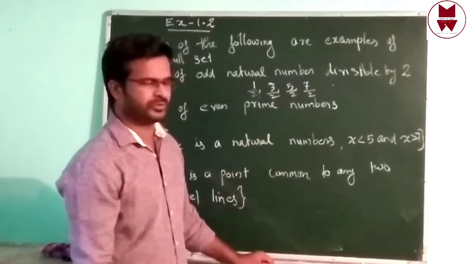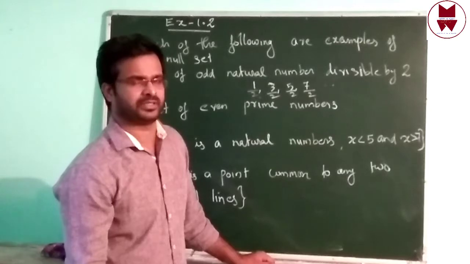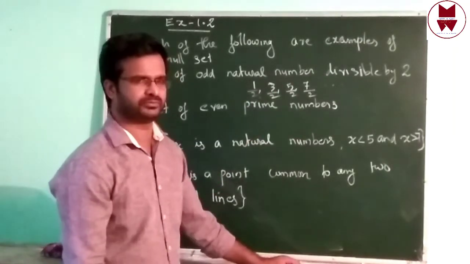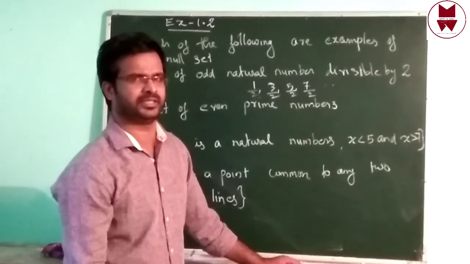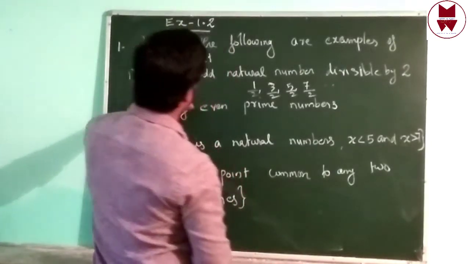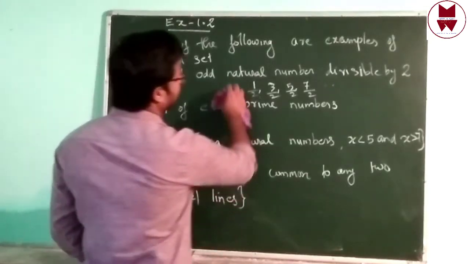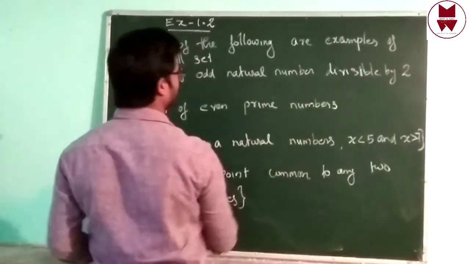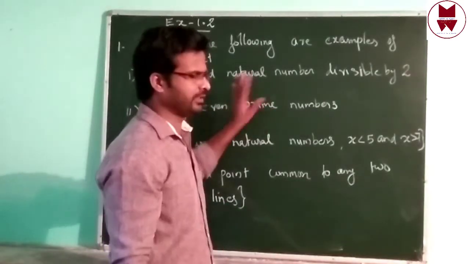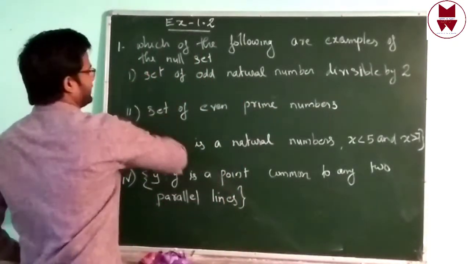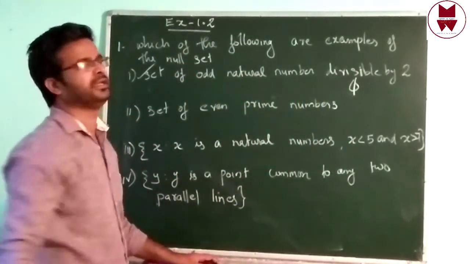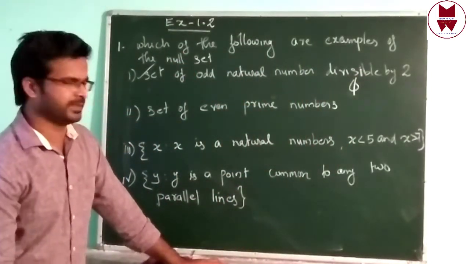Then 3 divided by 2 also we cannot. 1.5 only. That is a decimal number only, isn't it? We will not get any natural number. Then 5 divided by 2, no answer, isn't it? That's why in the set of odd natural numbers divisible by 2, we cannot find any element. That's why this is an example for an empty set. First one is an example for an empty set, otherwise null set.